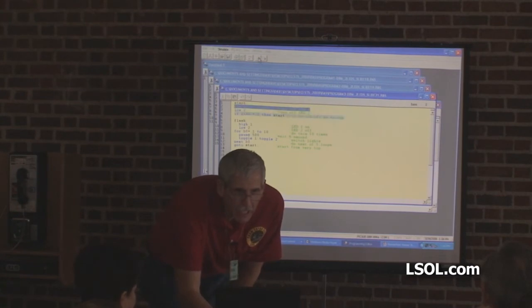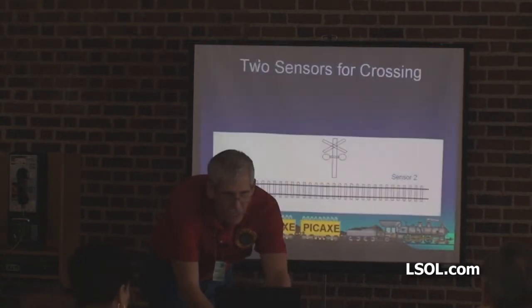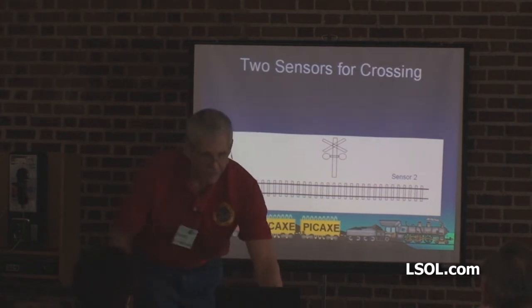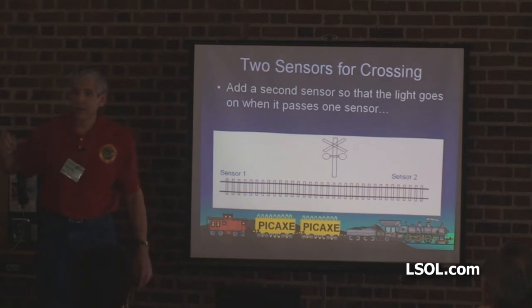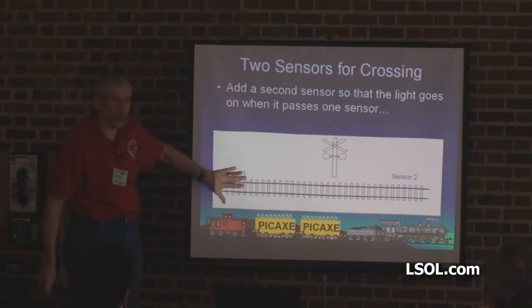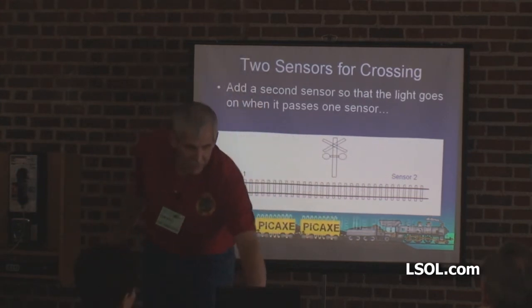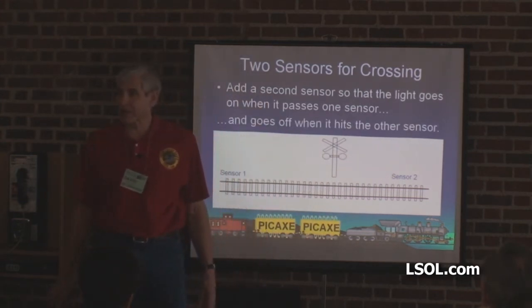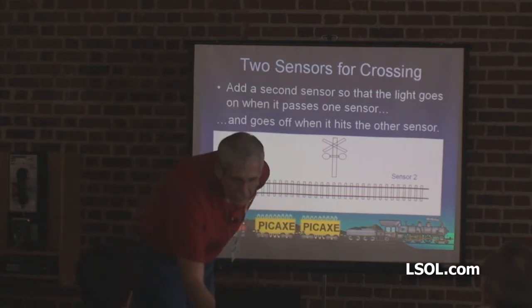All right. Let me go back to my slides. What if we put a second sensor on? We're going to run out of pins soon, aren't we? Yes. What if we put a second sensor so that the light goes on when you hit the first sensor and goes off when you hit the second sensor? Again, are we getting some things that are a bit more productive? Okay.